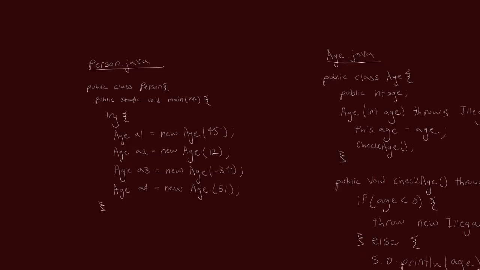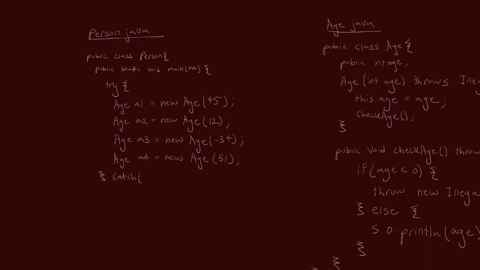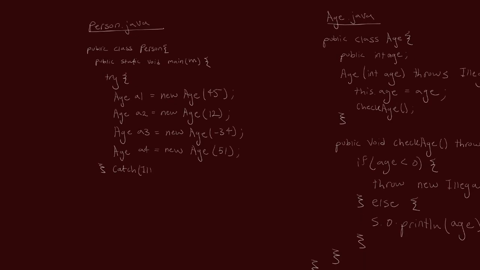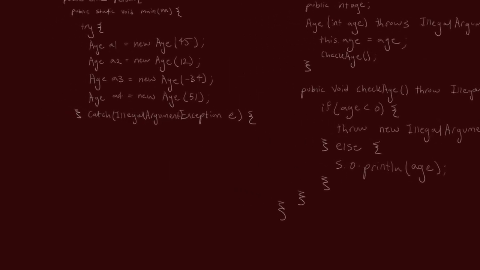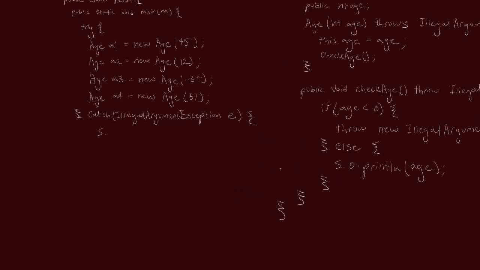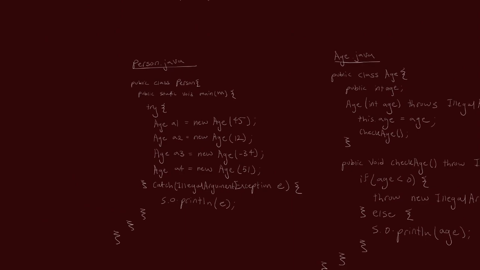Okay, and then we'll put a catch block, catch illegal argument exception. And we'll put a variable here, e. And this e is pretty much going to store this value inside it. Age is less than 0, and we want that to be printed out. So we'll print out that if we were to catch an illegal argument exception. Okay, so now let's see what our output will be.